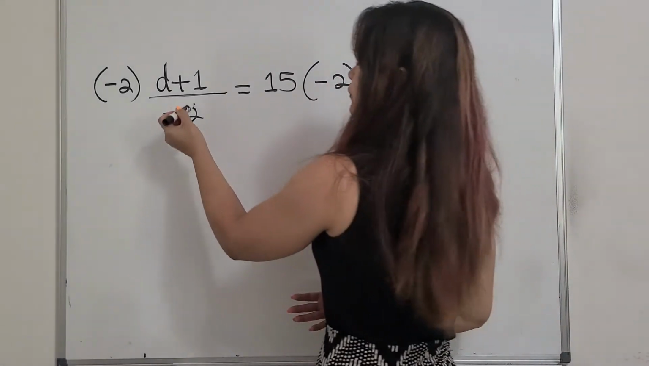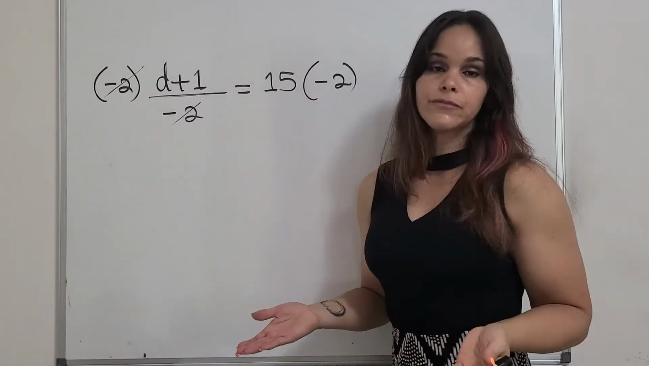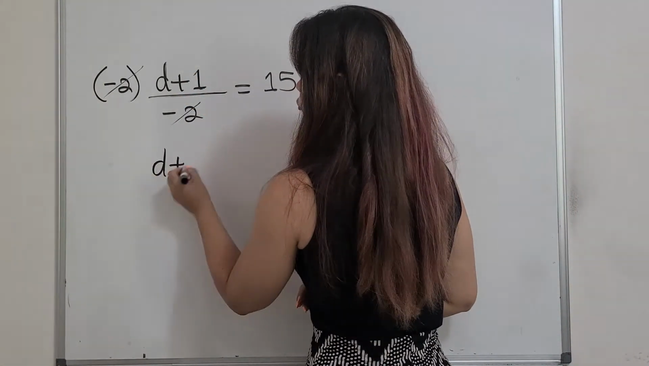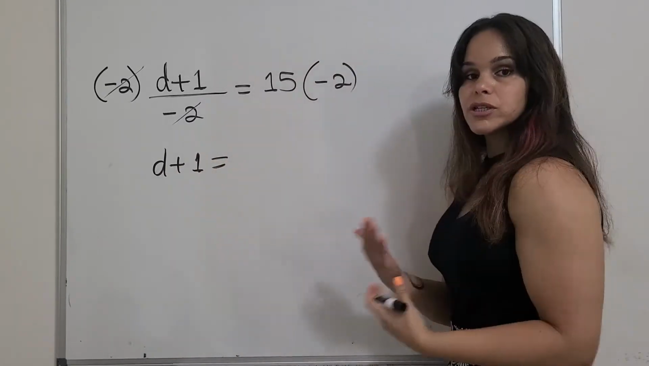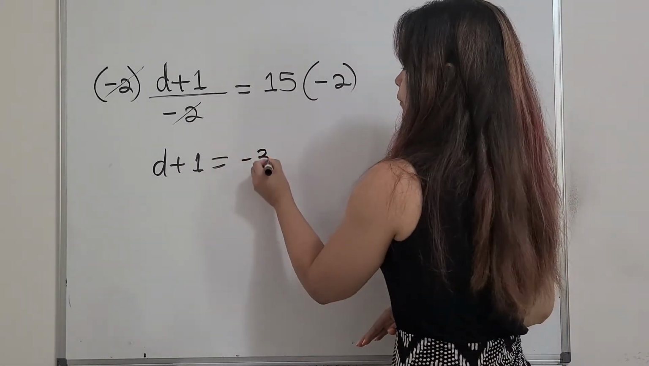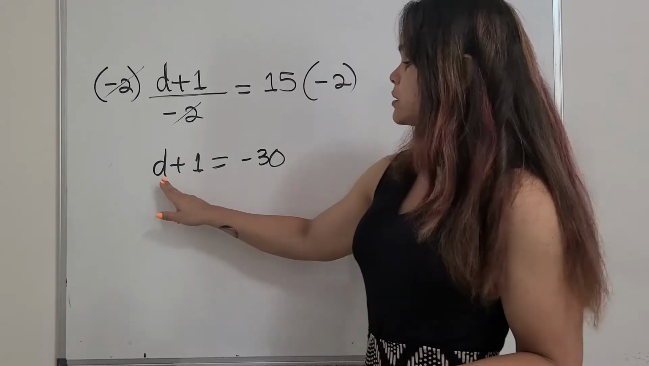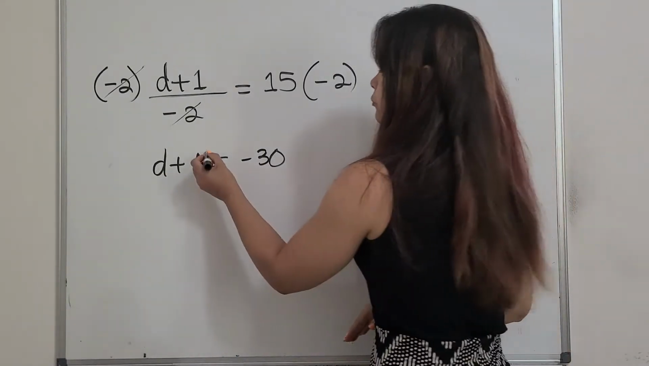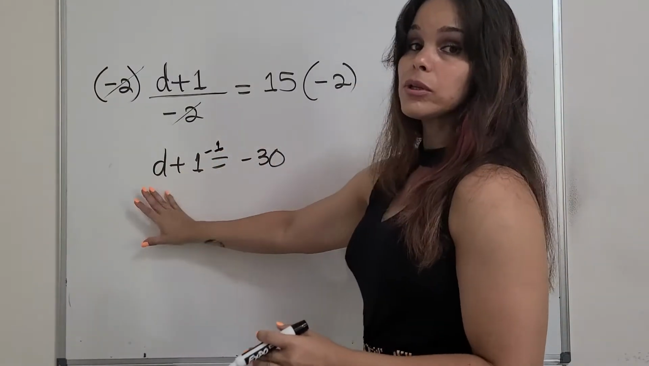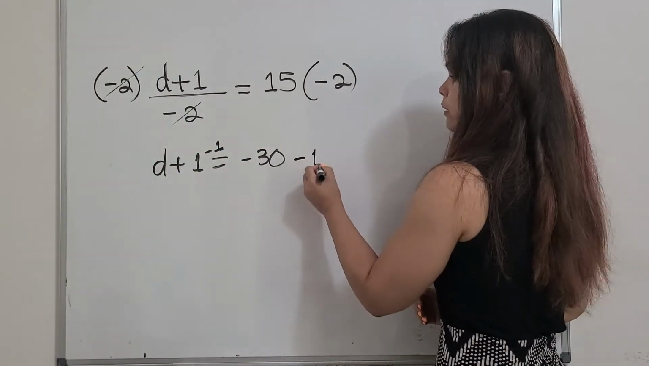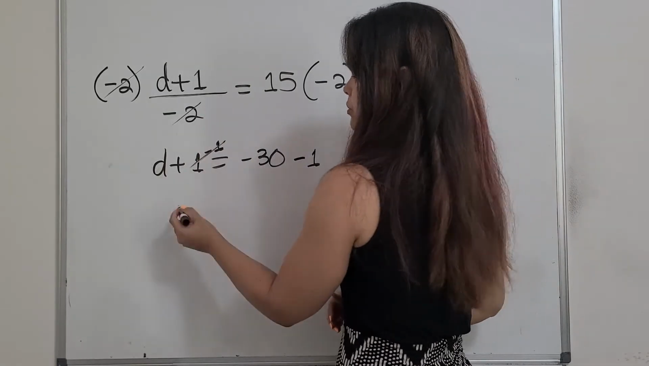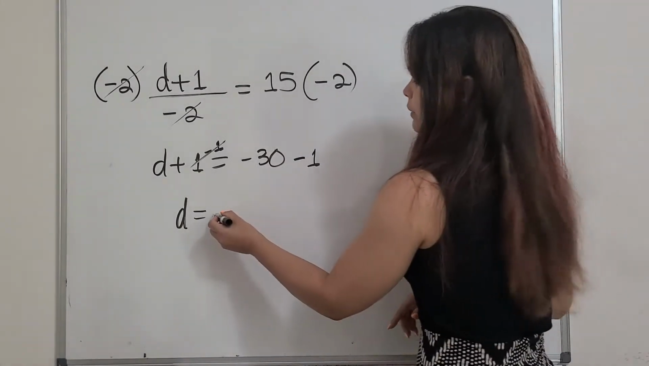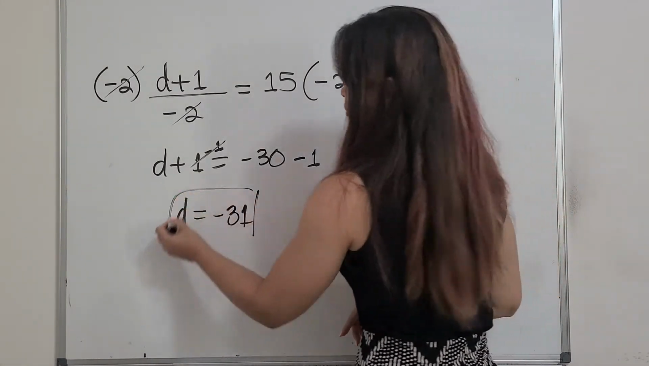Okay, so I have the advantage that this is going to cancel out. Negative 2 divided by negative 2 is 1. So I'm left with d plus 1. And on the right side, I can continue solving, which is going to be negative 30. And last but not least, this is added 1. What is the opposite of adding 1? Subtracting 1. So I'm going to subtract 1, but everything that I do on the left side, I need to do on the right side. So this is 1 minus 1, which is 0, goes out. And d is going to be equal to negative 30 minus 1, which is going to be negative 31. And there we go for this equation.